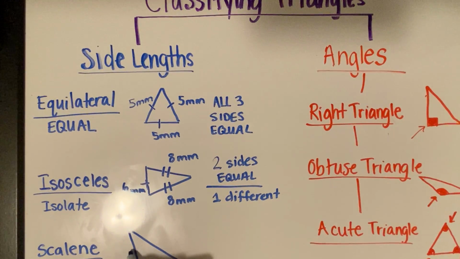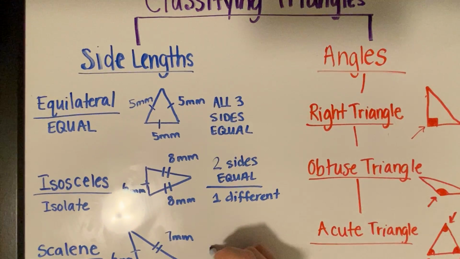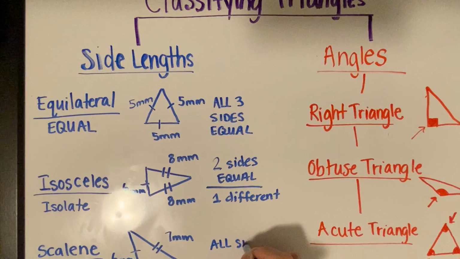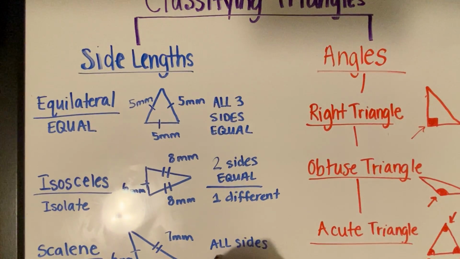it might be a little bit hard for you to tell that my sides are all different lengths, but maybe this one is 6 millimeters. This one is 5 millimeters. And this one is 7 millimeters. So in this one, all sides are different. None of them are the same. They are all on different scales.